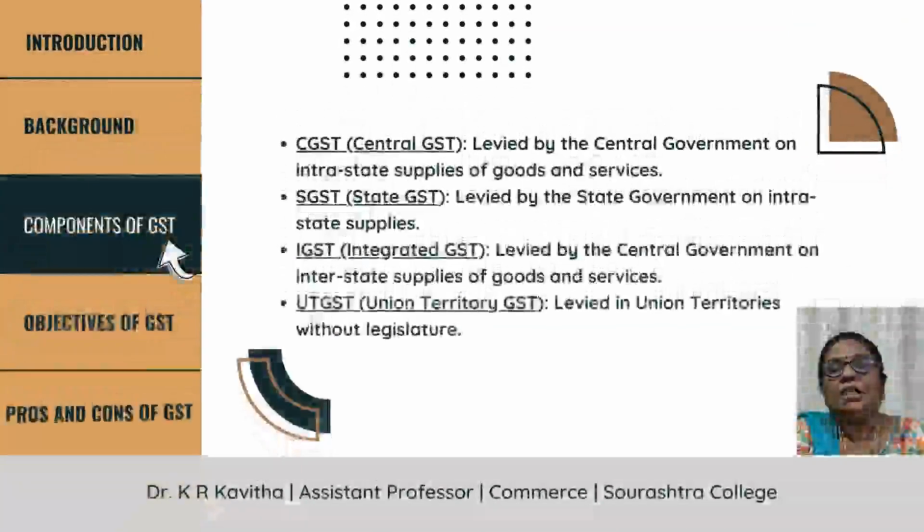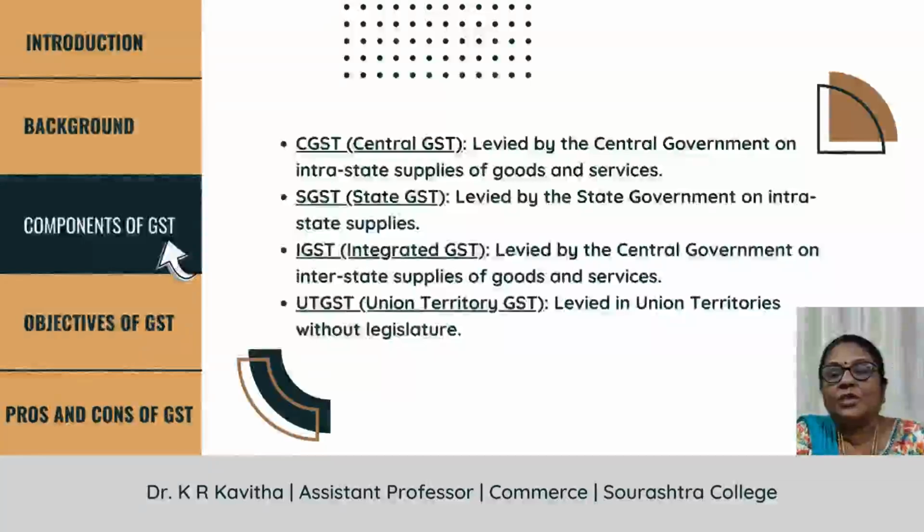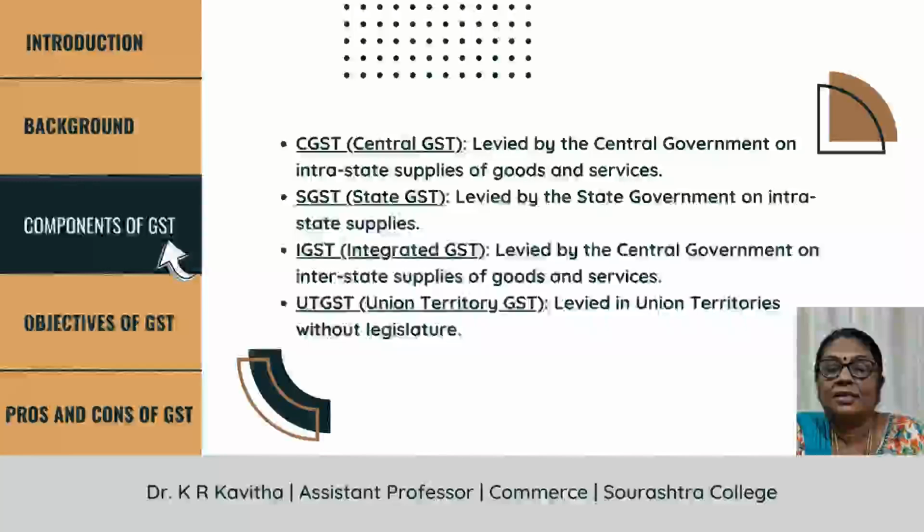We can see about the components of GST. Coming to the components of GST, it is made up of CGST, SGST, IGST and UTGST, which are applied depending on whether the transaction occurs within states, between states or in between union territories. This provides a comprehensive understanding of the tax structure under GST, ensuring clarity on tax collection and revenue sharing mechanisms.